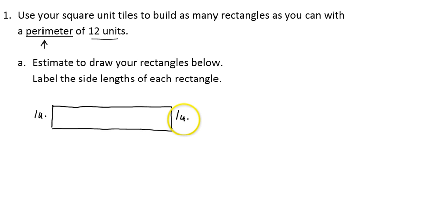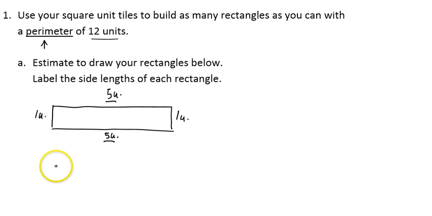So far, I've used 2 units total. That means that the length on top and the length on bottom have to add up to 10. That would give me a total perimeter of 12. And I also know that those two measurements have to be equal. So that means they must both be 5 units. 5 and 5 is 10, plus 2 more is 12. So there's an example of one rectangle that would have a perimeter of 12 units.